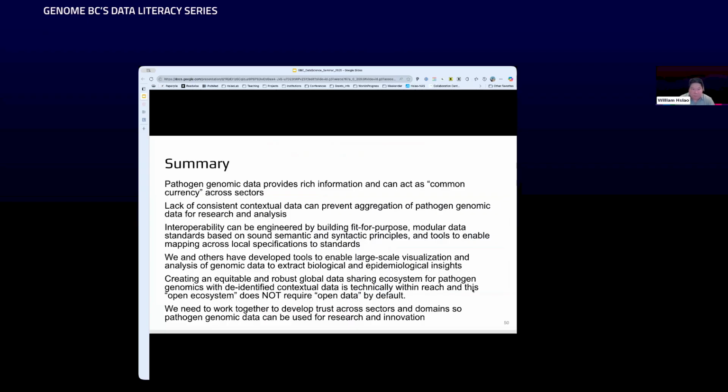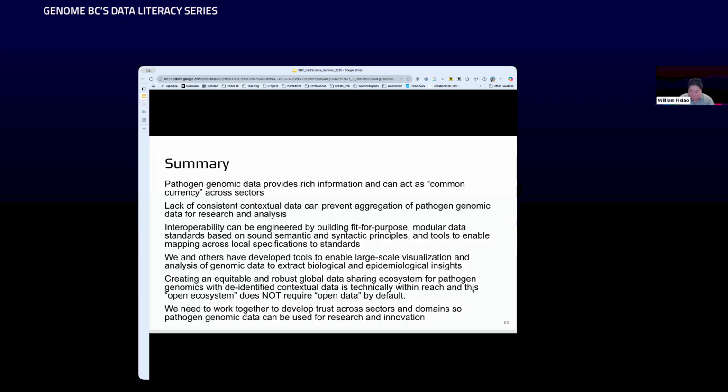So in summary, pathogen genomic data provides rich information and can act as common currency across the sectors. However, the lack of consistent contextual data can prevent aggregation of pathogen genomic data for research and analysis. So interoperability needs to be engineered by building fit-for-purpose modular data standards based on sound semantic and syntactic principles and the tools to enable mapping across local specifications to standards. We and others have developed tools to enable large-scale visualization and analysis of genomic data to extract biological and epidemiological insights to show the values of these tools.